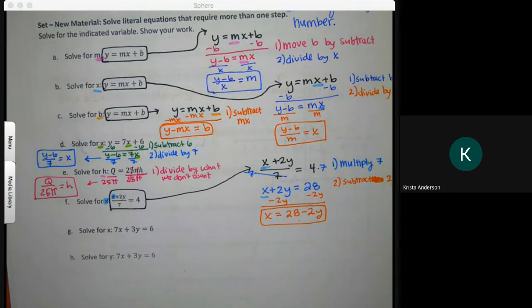Does anybody remember why I can't say that it's 26Y? Because the Y can't subtract the 28. I can't combine them together because they don't have the same letter, so they have to stay separate.